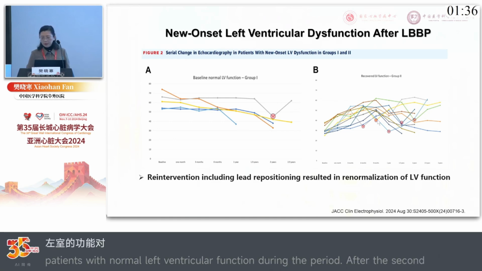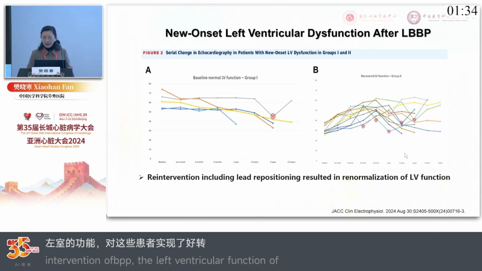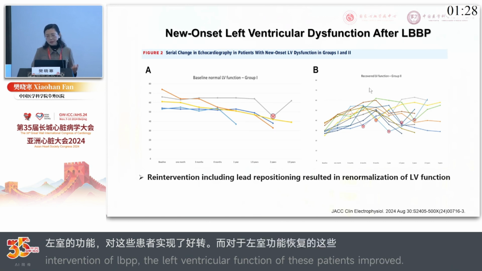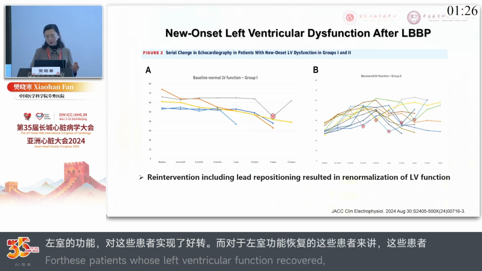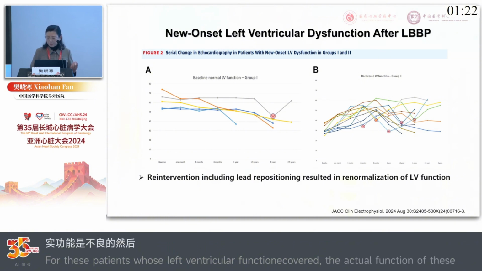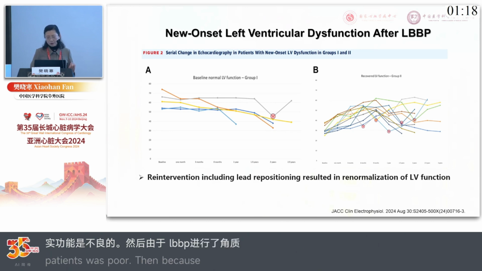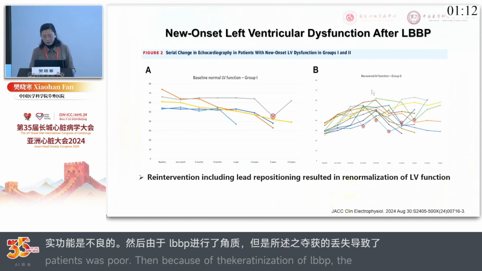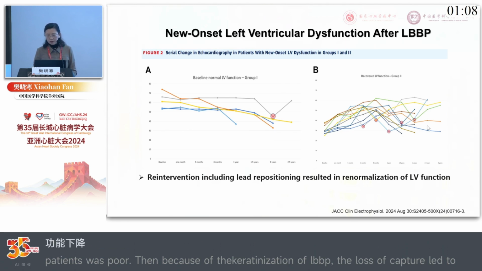And in patients with recovered LV function, that means in their baseline LV dysfunction and was corrected by LBBP, but the loss of LBB capture caused the LV re-dysfunction. So after the re-intervention, the LV function was re-normalization.